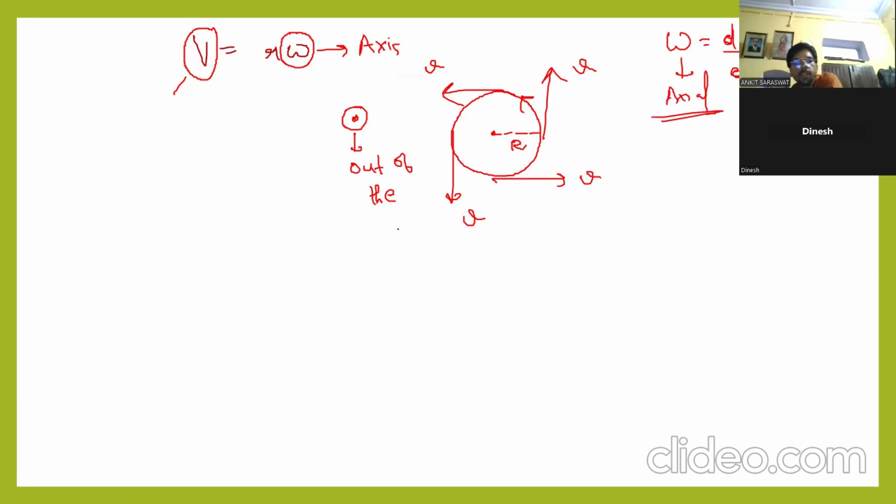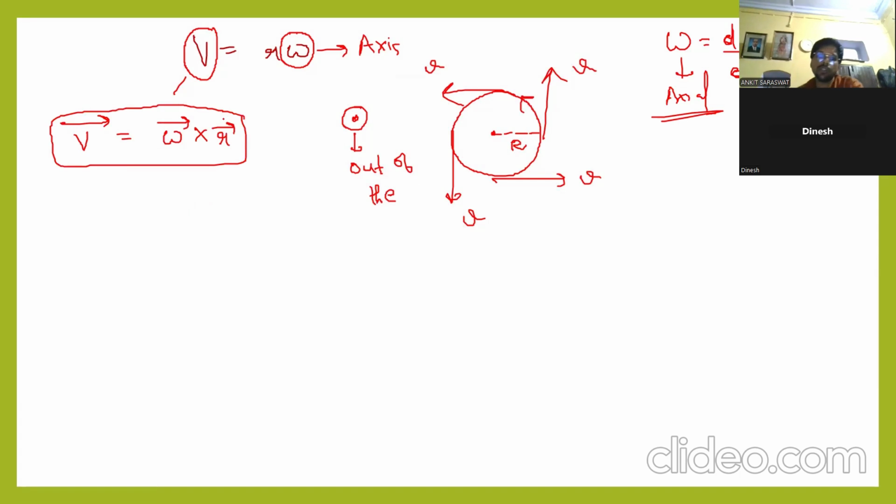Clear? Then what is the right formula? You should remember this formula: V in vector form is omega cross R. This is the vector form of velocity in circular path. If you take omega cross R, you will get the velocity direction. You know omega cross R, A cross B, how to find it from the right hand thumb rule? If it is okay, then no problem.